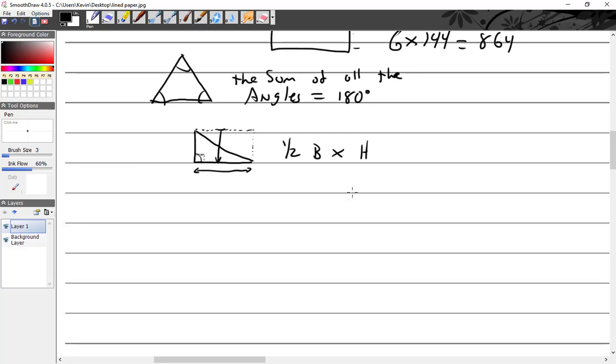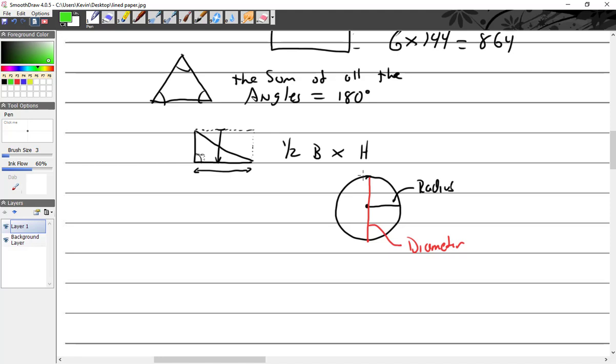All right, let's move on to circles. From this point to this is called what? Radius. And this is the diameter. The diameter is 2 radiuses, or half a diameter is a radius.